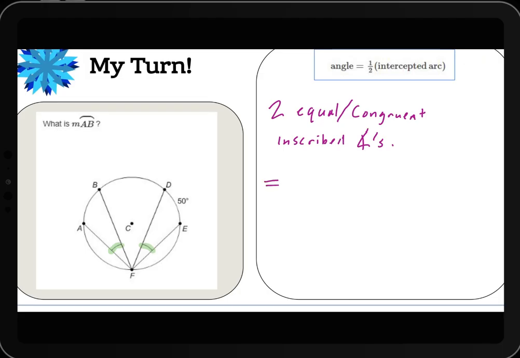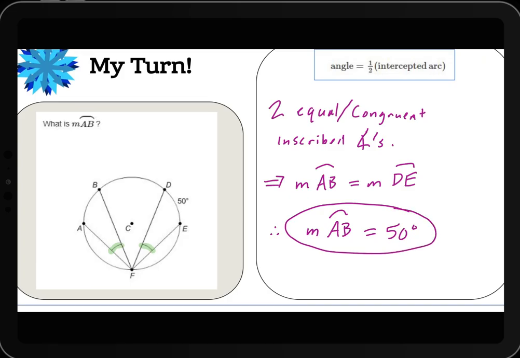What does that tell me? It tells me that the measure of the arc AB has to equal the measure of the arc DE. Therefore, the measure of the missing arc AB also must be 50 degrees. Okay, so if you have two intercepted arcs that have congruent inscribed angles, then of course the arcs themselves will also be the same. That's the relationship you can pull away from that.